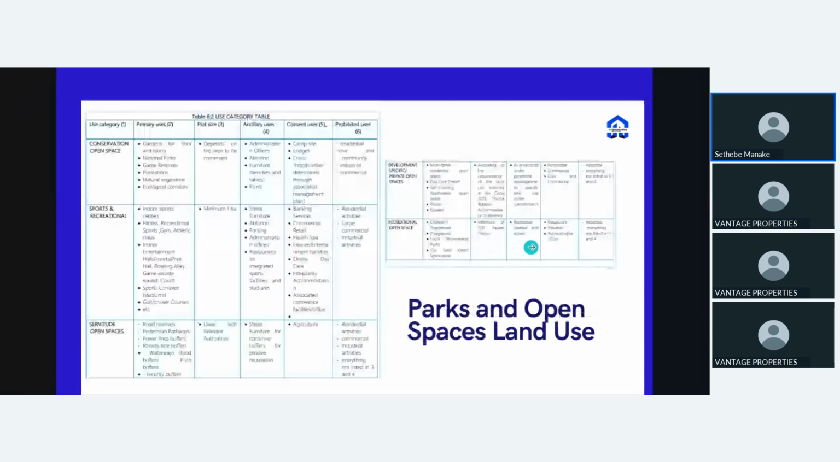So a conservation open space is usually like the garden, the national parks, the game reserve, the plantation. They have natural vegetation or ecological corridors. You can see a lot of these. It separates one area from another, with spaces where nothing is farmed and the bush is left as it is, or an ecological corridor is left so that the environment has its place.